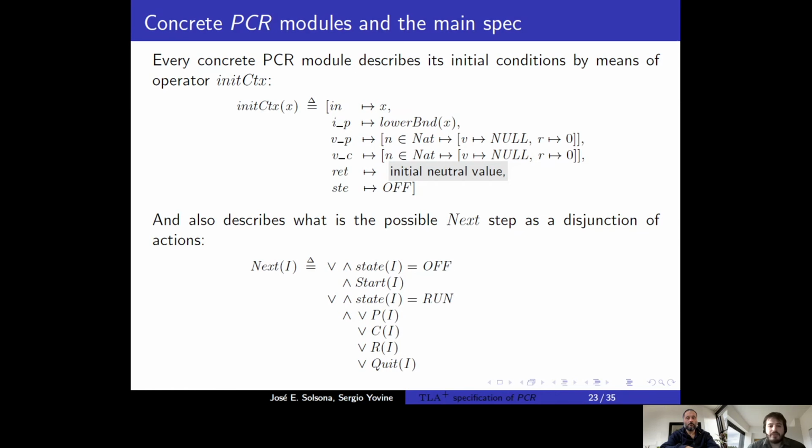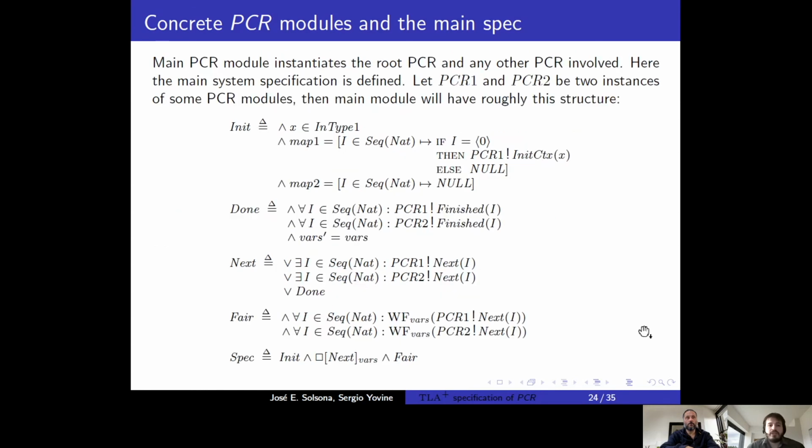If the state is off, the only possible action is to start, but if it is running, the next possible actions can be P, C, R or quit. Quit is a convenient action that immediately terminates execution if the iteration space is empty. The main PCR module instantiates the root PCR and any other PCR involved. Here, the main system specification is defined. For example, let PCR1 and PCR2 be two instances of some PCR modules. Then the main module for PCR1, assuming PCR1 is the root PCR, will have the following form.